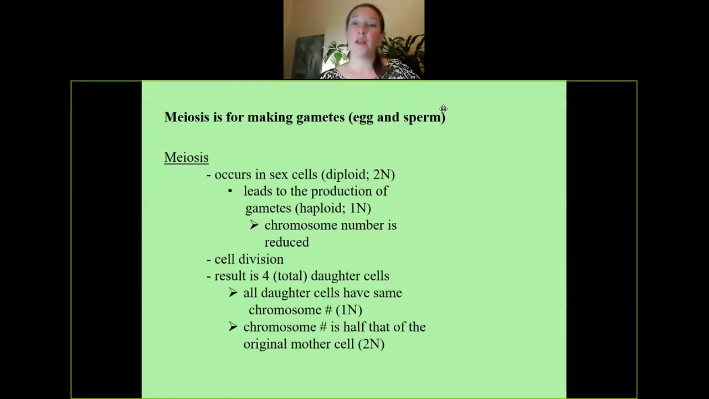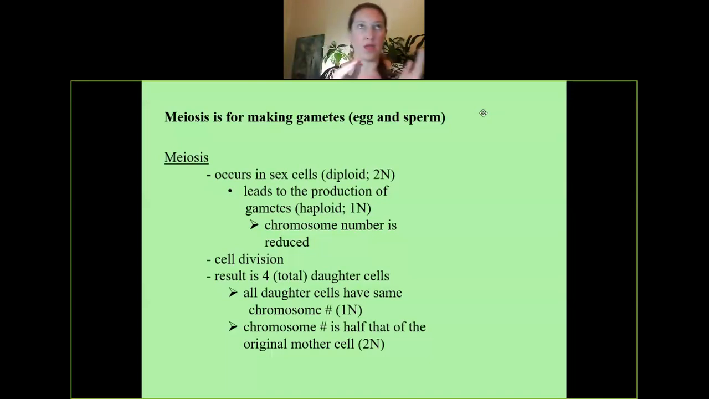Okay. Now we have to talk about meiosis. Meiosis is not for body cells. Meiosis is specifically for making gametes, egg and sperm. So when you think gametes, you want to think egg and sperm.